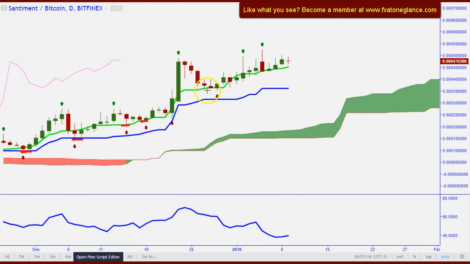I wouldn't have taken a Tenkan-sen bounce there. Then here's a great opportunity right on the Tenkan-sen. You could have got this one here, and then some of these are probably hard to trade. This is a nice little indecision candle, and then you probably see this little inverted hammer here.